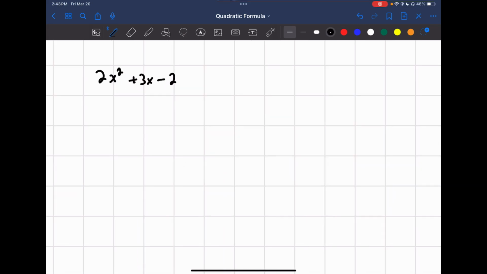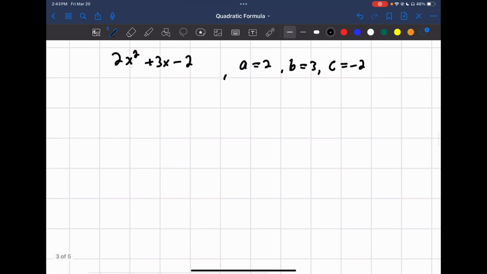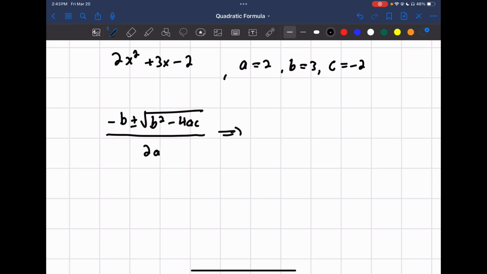In our next example, we have 2x squared plus 3x minus 2. So our a value is 2, our b value is 3, our c value is negative 2. Now remember, the quadratic formula is minus b plus or minus the square root of b squared minus 4ac, all of this divided by 2a. So now we substitute everything in.